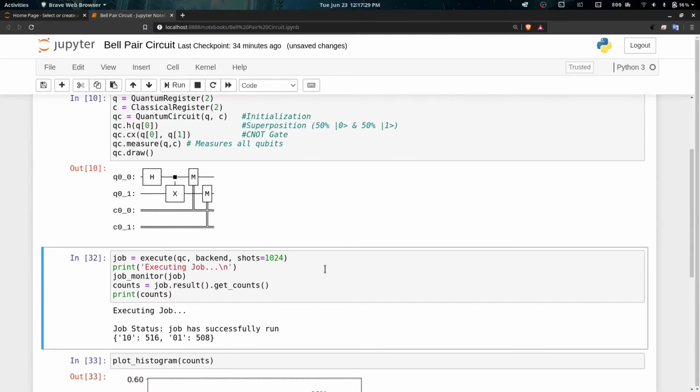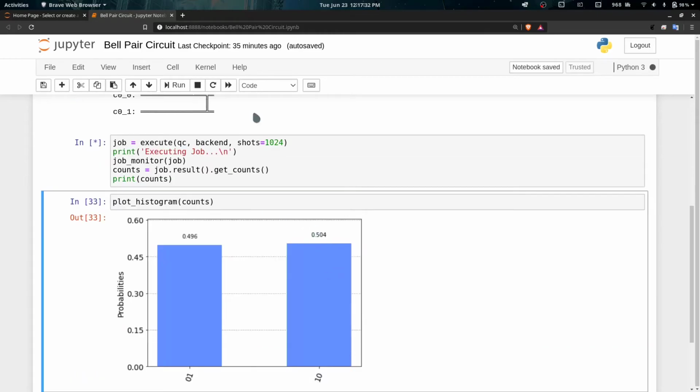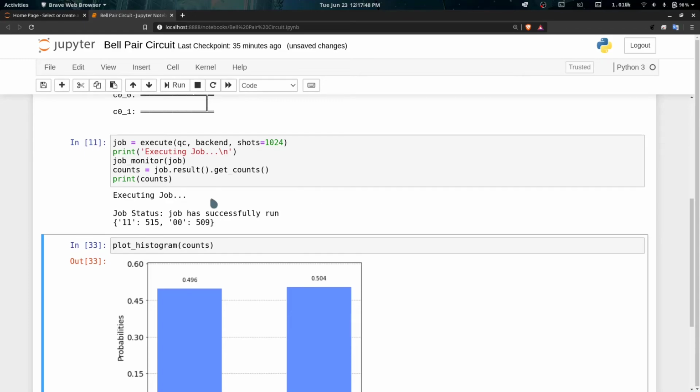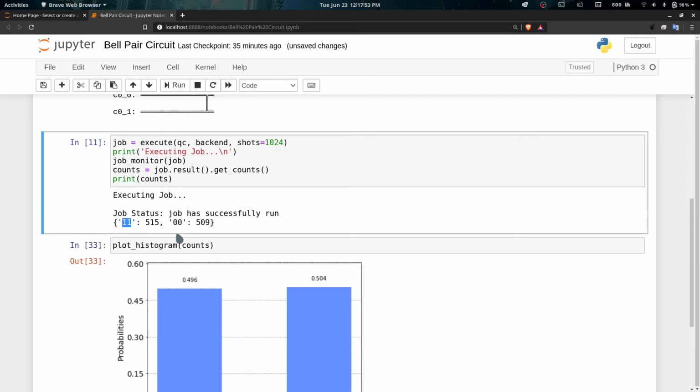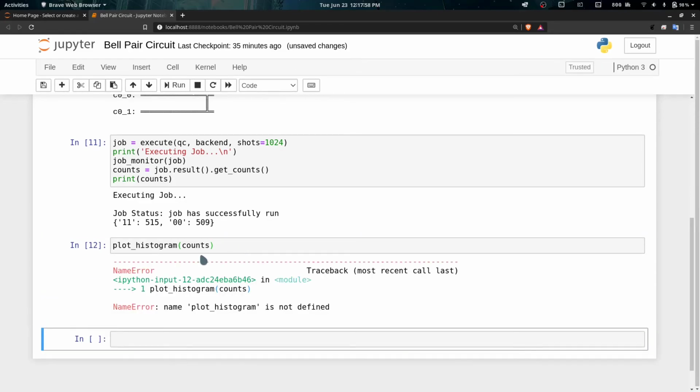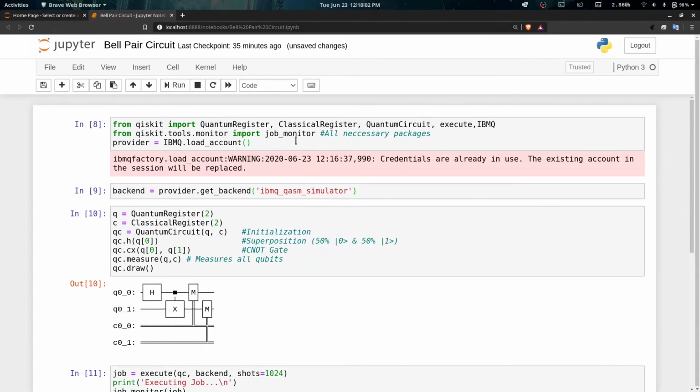Now I'll run this circuit, and what I'm doing here is running this circuit 1024 times, and it should be running. The output we expect here is almost 50% probability of it being in state 0 0 and 50% probability of it being in state 1 1. So yeah, here we see that it gave value 1 1 515 times and gave value 0 0 509 times. It is almost 50%. To give a better intuition, you can also use plot graph.